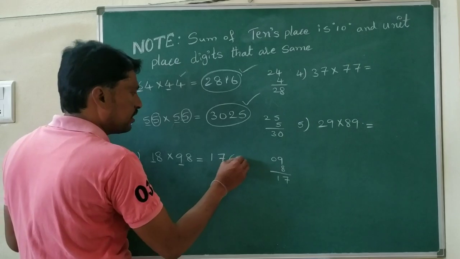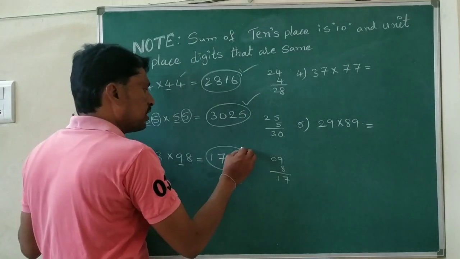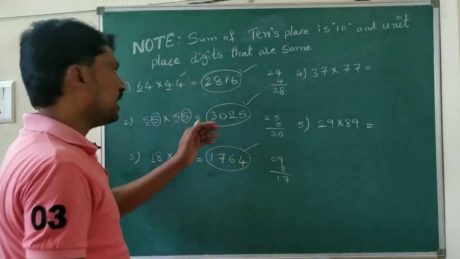So 8 into 8, that is 64. 18 into 98, we are getting 1764. Next, the fourth one.